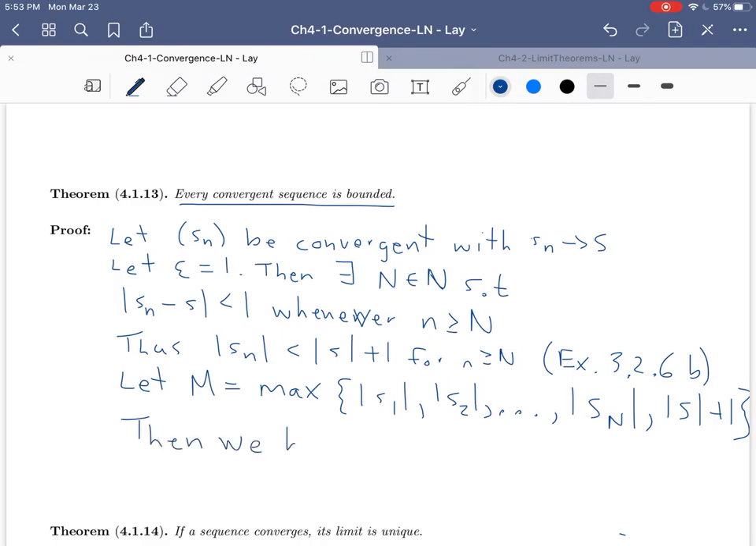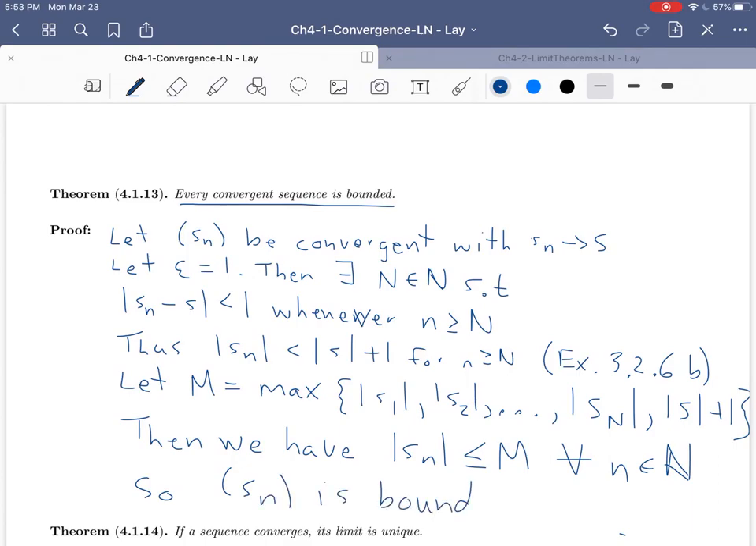then we have the absolute value of S sub n is less than or equal to big M for every single n in N. So by our definition of boundedness, S sub n is bounded. All right, we'll take a look at the next theorem in the next video.